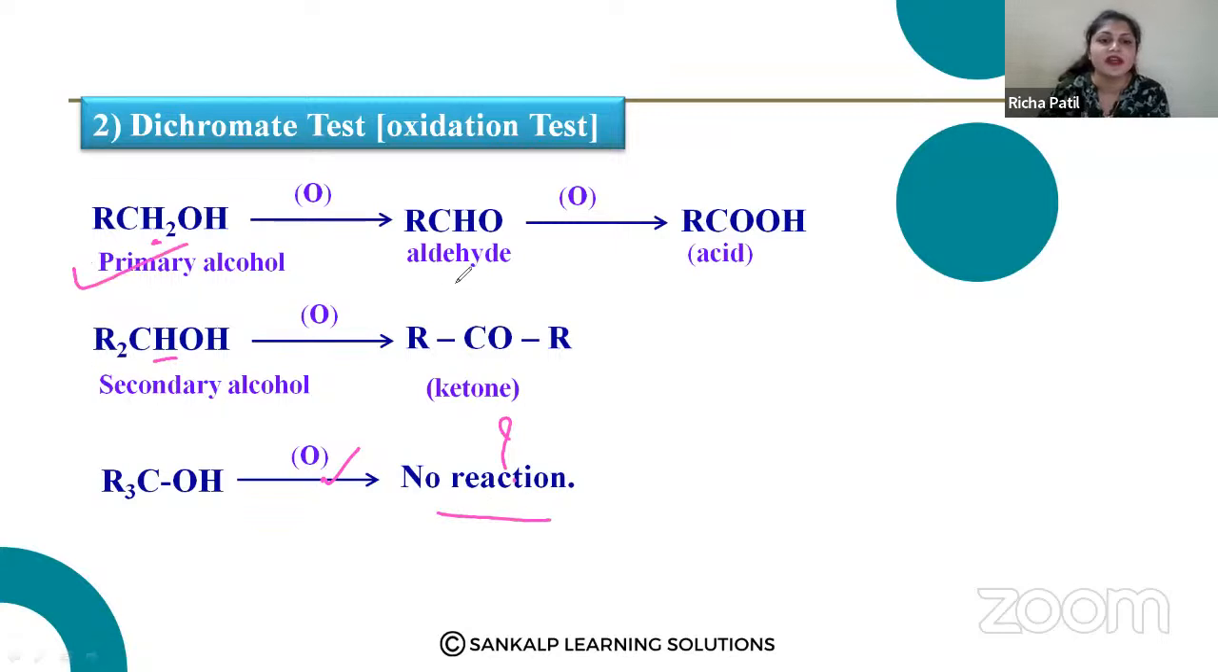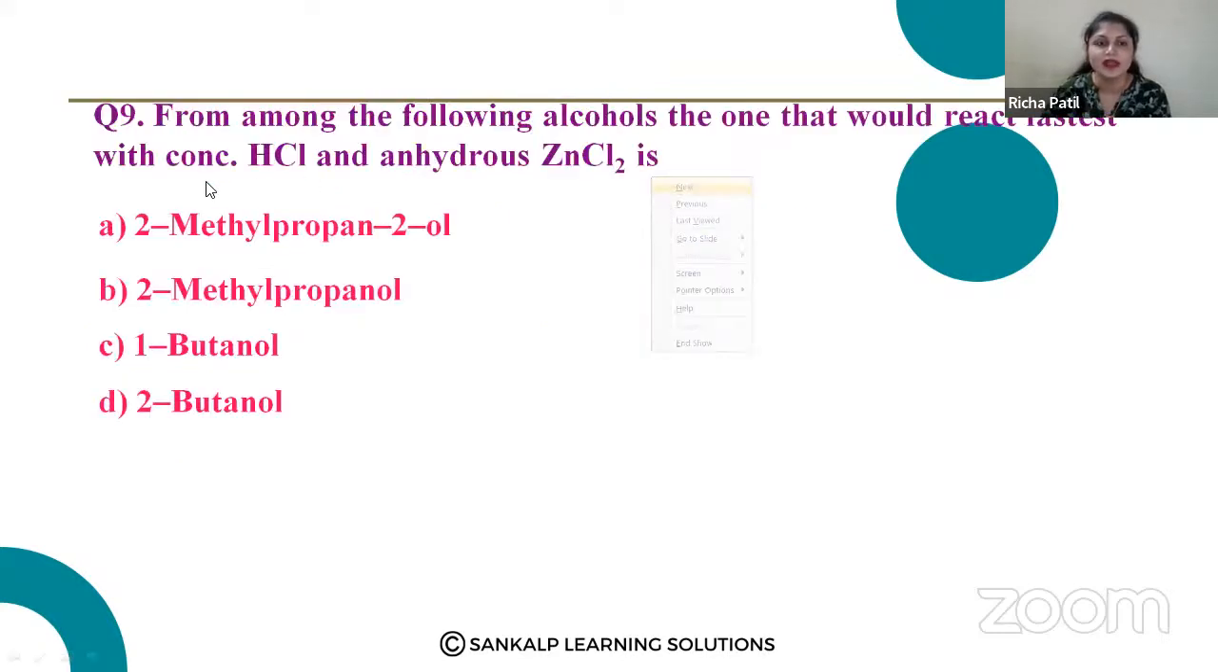So primary alcohol is first converted into aldehyde. Further oxidation gives you carboxylic acid. Secondary alcohol, if you do oxidation, will give you ketone. Tertiary will not give you any reaction. So this is the oxidation test. Based on this, we'll solve some questions.